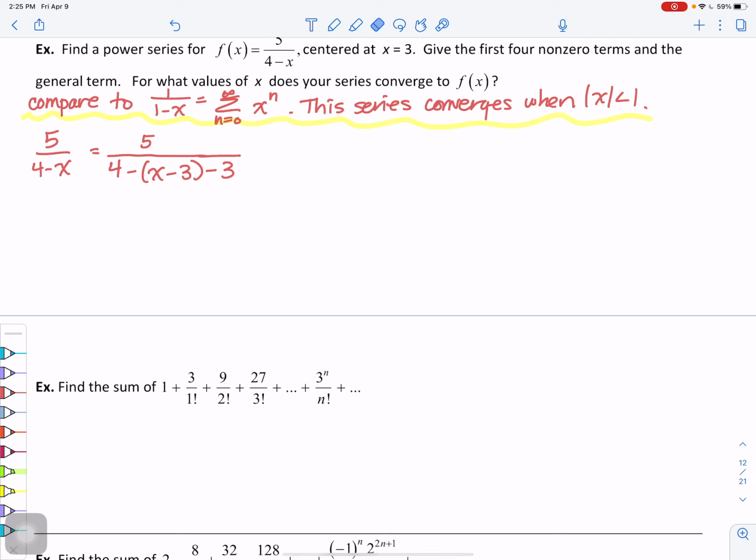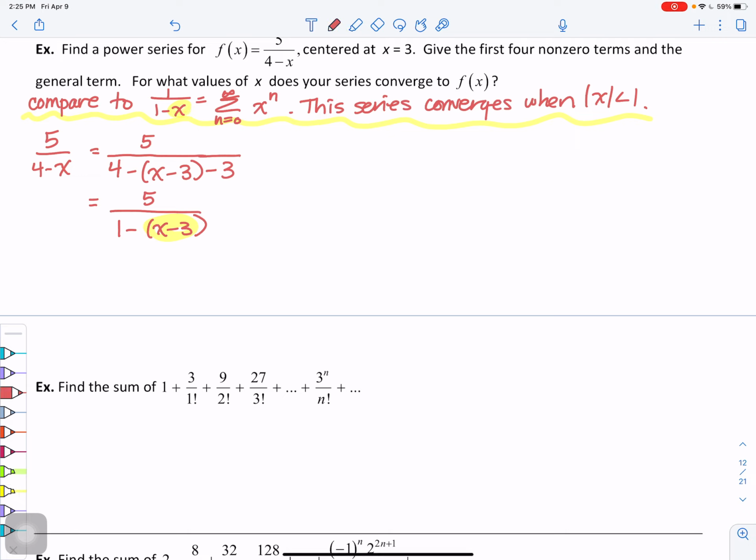So sometimes that's nice. Let me give you a little hint. Leave the 4 alone and then turn the 4 into a 1 by subtracting a 3, and then make up for that by subtracting the opposite. We need the minus right there. Okay, it'll just take some practice. So that's equal to 5 divided by 1 minus x minus 3. So look at this. Our x is x minus 3.